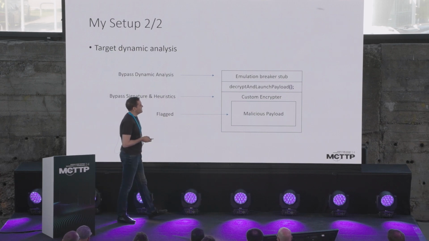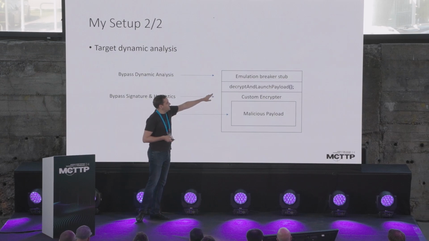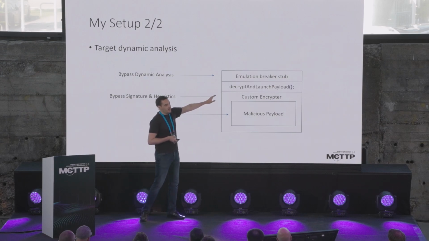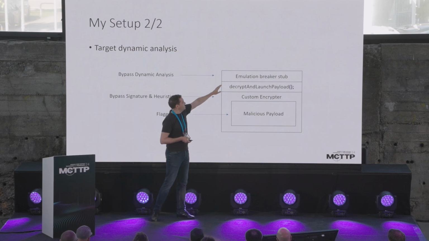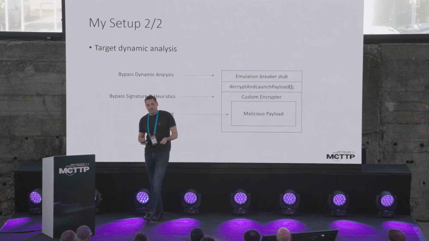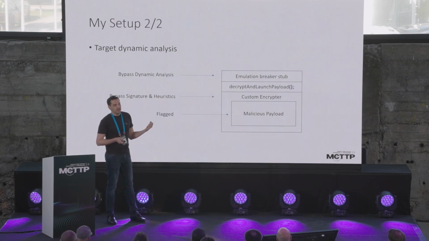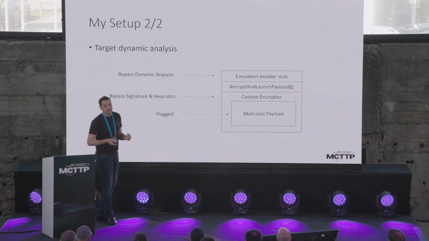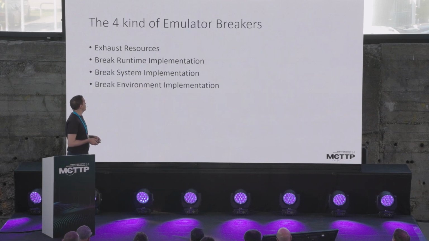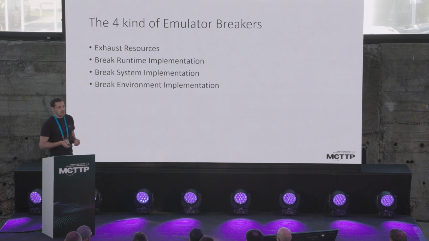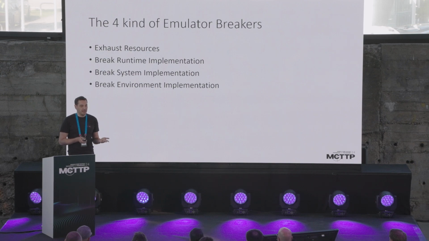So what we are going to do is this, we have a function called decrypt and launch payload. We know that if the antivirus, the emulator, goes inside there, it will detect the sample as malicious. So our goal is to write an emulation bypass stub before that function to one way or another break the emulation system so the antivirus never detects our sample. So we have 4 types of emulator breakers. We can exhaust resources, we can break runtime implementation, we can attack the system implementation, and we can attack the environment.